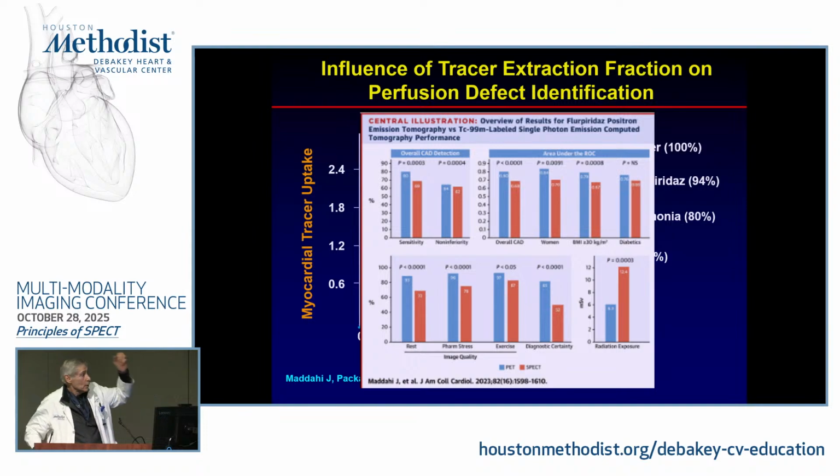So overall, we're getting into the realm of better tracers, and nowadays I would really recommend, on your PET studies, you have the option of getting flurpiridaz studies. I would definitely go with flurpiridaz rather than rubidium, if possible, because it does have better diagnostic characteristics as compared to rubidium, and certainly better than technetium.